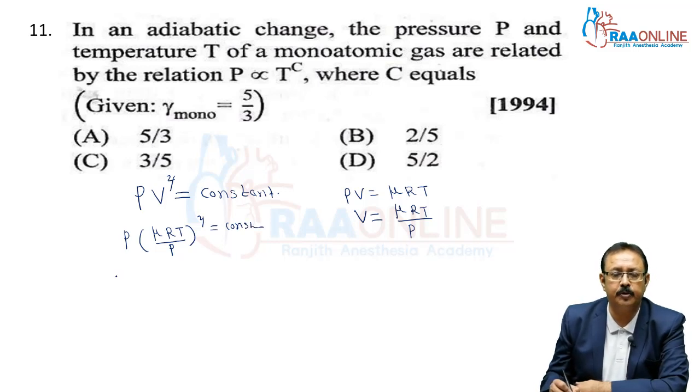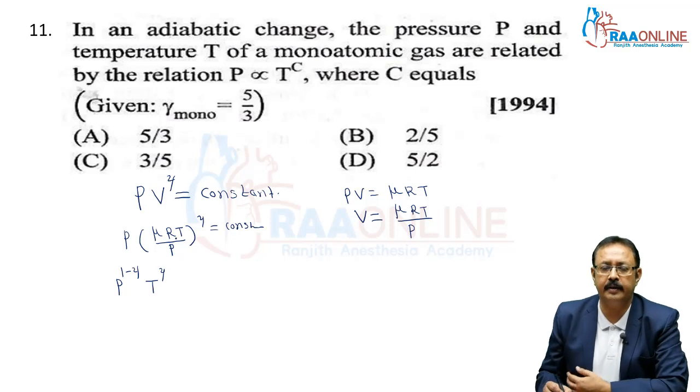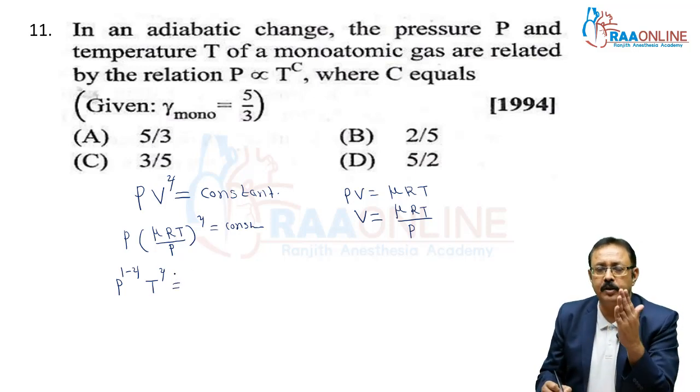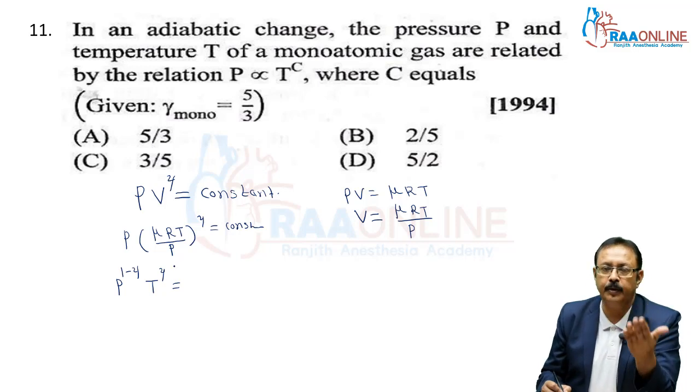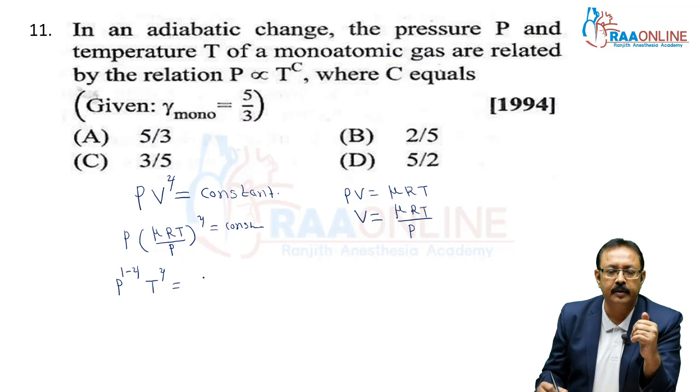It means P raised to the power 1 minus gamma. We are only discussing about P and T, into T raised to the power gamma. Mu and R are constant, take constant on that side. It means constant divided by a constant, new constant, constant multiplied by a constant, new constant. So it should be again constant.